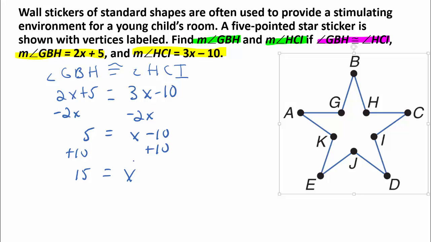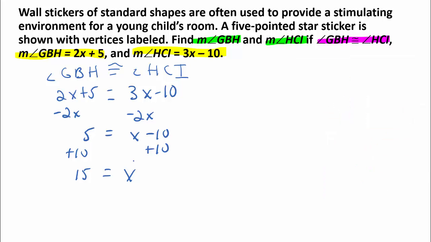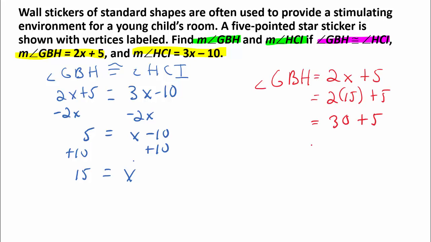So we're going to plug that back into the equation for GBH, which is 2x plus 5. Plug 15 back into that. 2 times 15 is 30 plus 5, and it is 35 degrees. Also, we need to find the measure of HCI, but since we know that they are congruent, that means the angle measures are equal to each other, so the measure of angle HCI is also 35 degrees.